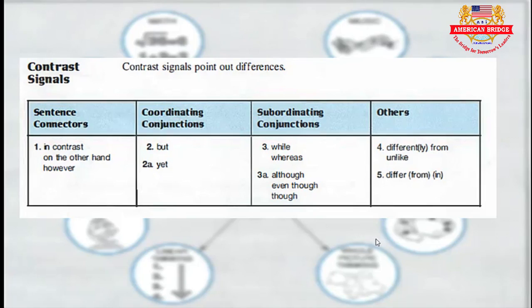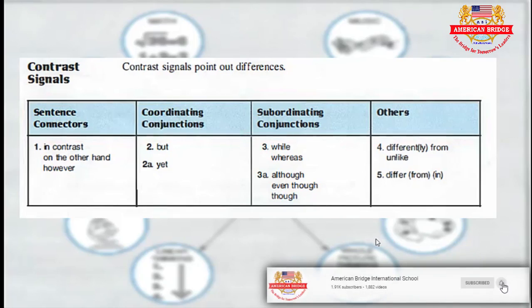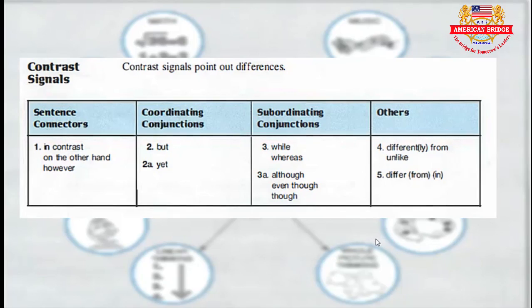For sentence connectors, they use words like in contrast, on the other hand, however. Like last time, teacher taught you about life now and life 5 years ago. In that paragraph, they use the phrase on the other hand to show the contrast between now and 5 years ago, because they write block by block, not point by point.